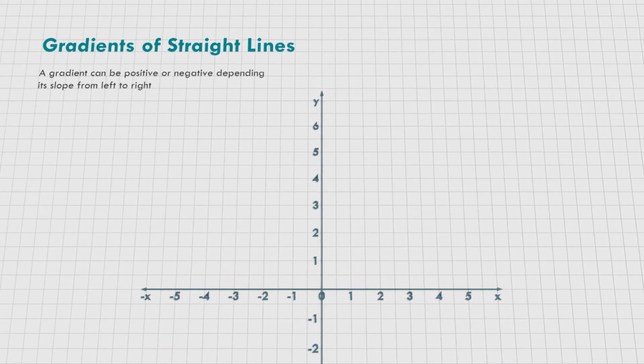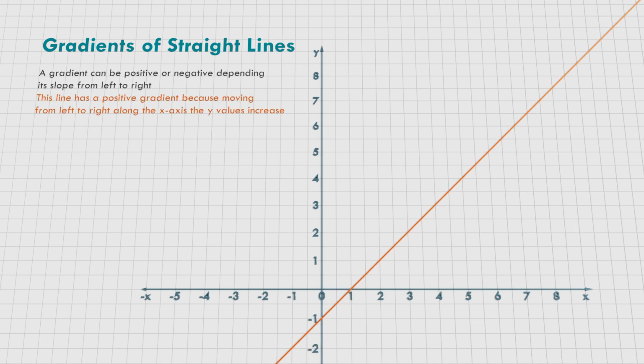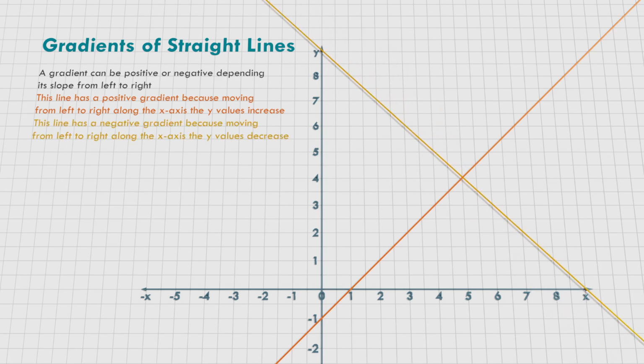A gradient can be positive or negative, depending on its slope from left to right. This line has a positive gradient because when moving from left to right along the x-axis, the y values increase. This line has a negative gradient because when moving from left to right along the x-axis, the y values decrease.